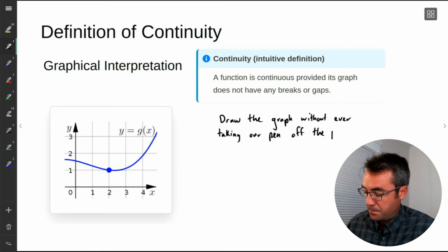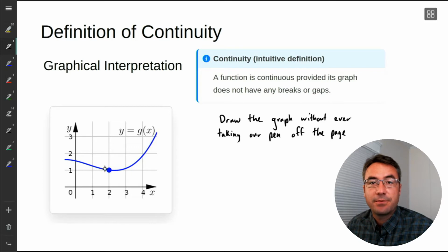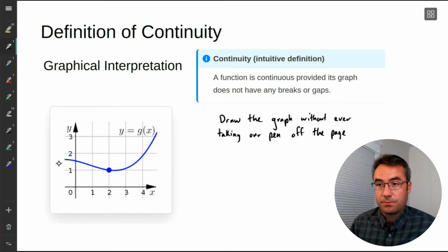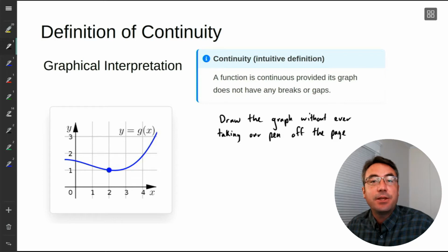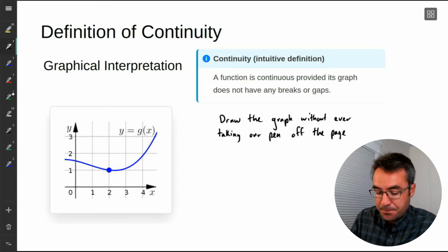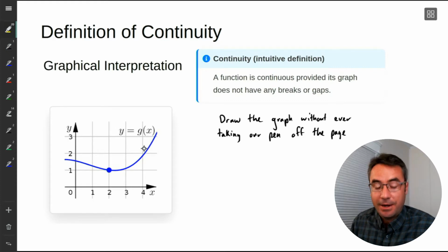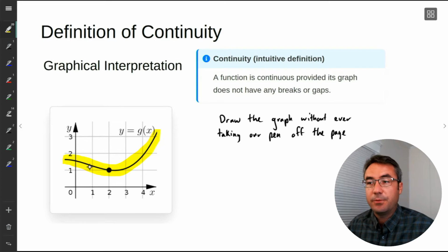So we have this little example here of this function g of x. We have the graph of the function, and try it out. Let's trace over this graph, and when you do it, you never have to take your pen off the page. You can do it in just one nice movement. We never have to take our pen off the page.